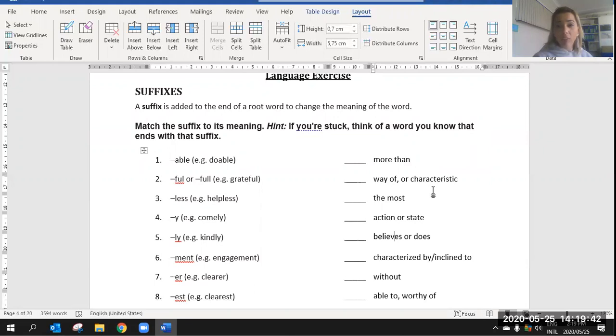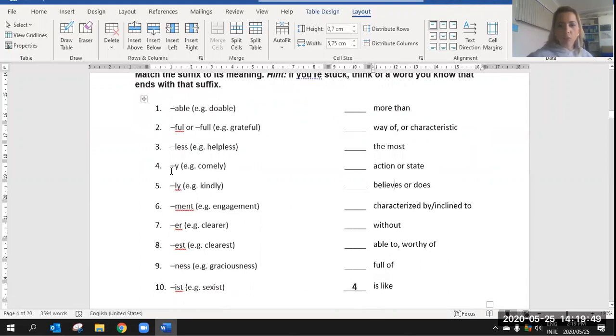Now I already gave you words to help you along, and I also gave you one of the answers. For number 4, I said for means is like something. But when we get there, there's some more that I want to say about that. All right, but let's start with number 1. Number 1 was the suffix able.